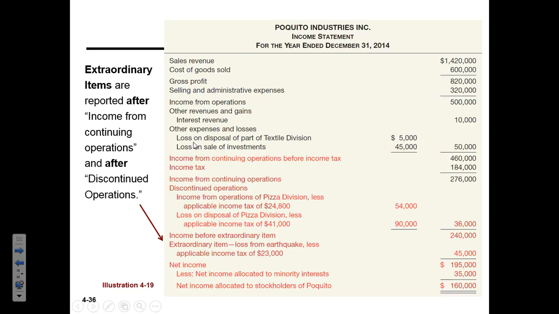Yeah, I think that's a discontinued operation. What do you think? Okay. Oh, we didn't talk yet about the minority interest. All right. What's the deal with that one?